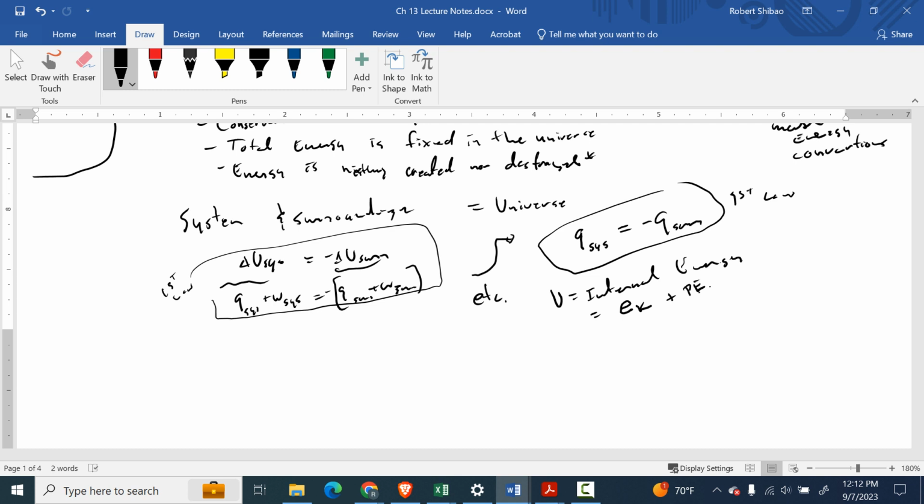Well, anyway, kinetic energy is just related to the average temperature. The average kinetic energy is related to temperature. Potential energy is the potential to react or cool down or heat up, relative to other things.